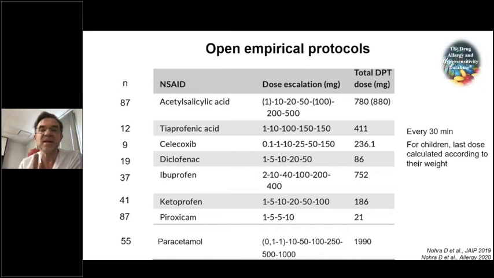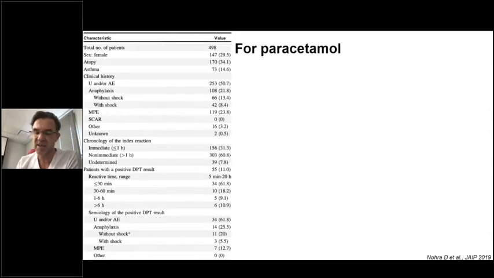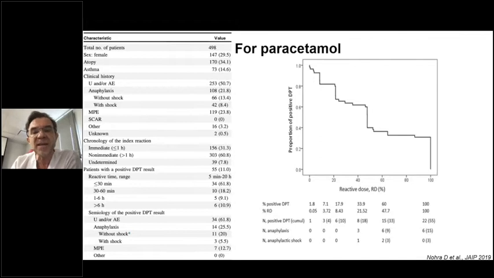These doses are given every 30 minutes for both adults and children. The difference between adults and children is that the final dose for children is calculated according to the weight of the patient. Doing so for paracetamol, we had almost 500 patients with a suspicion of paracetamol allergy, and in the end 55 were positive. We could analyze using Kaplan-Meier when the patient reacted.